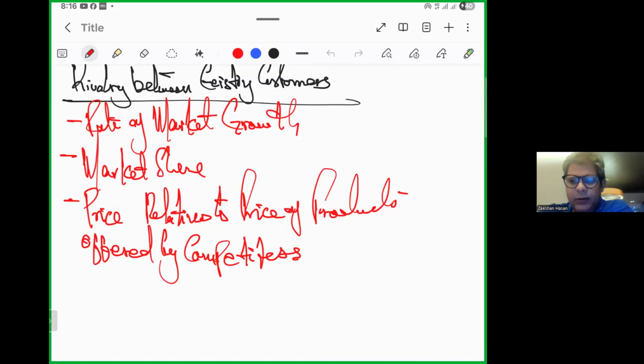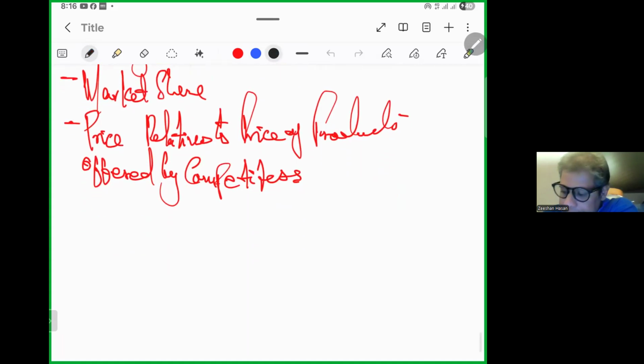Okay, let us continue with our strategic management accounting area. And now we will look at Porter's generic strategies.